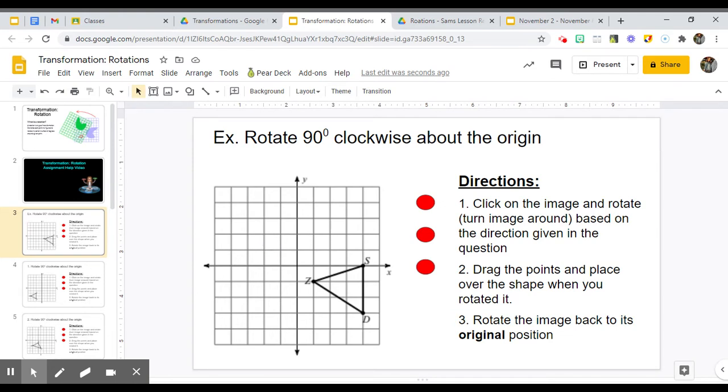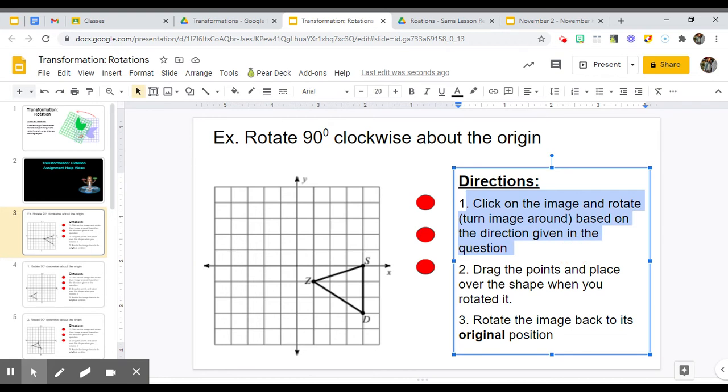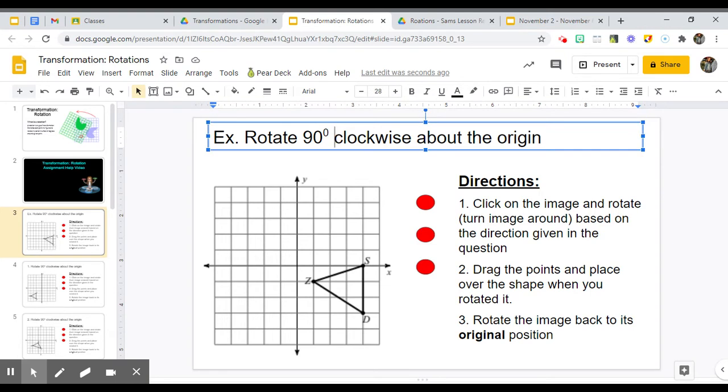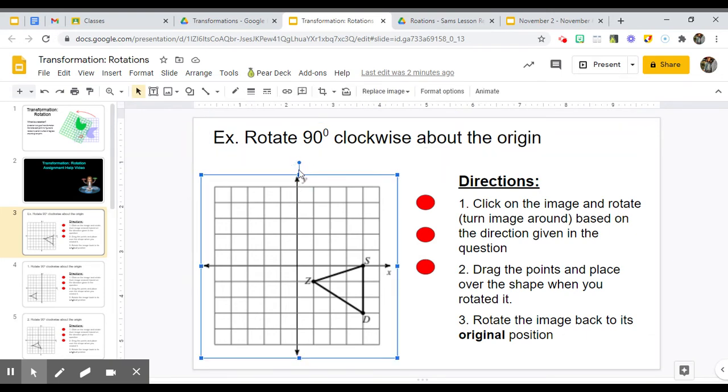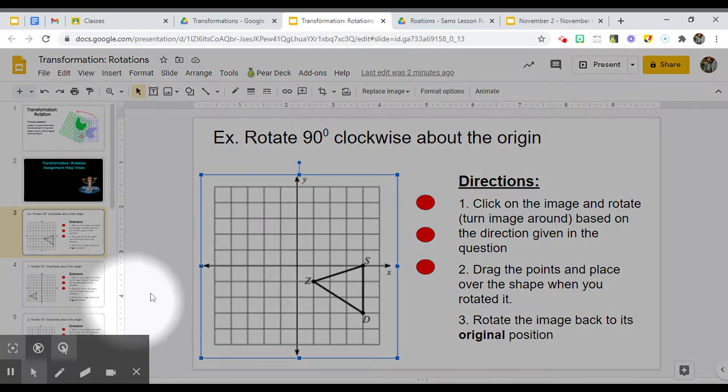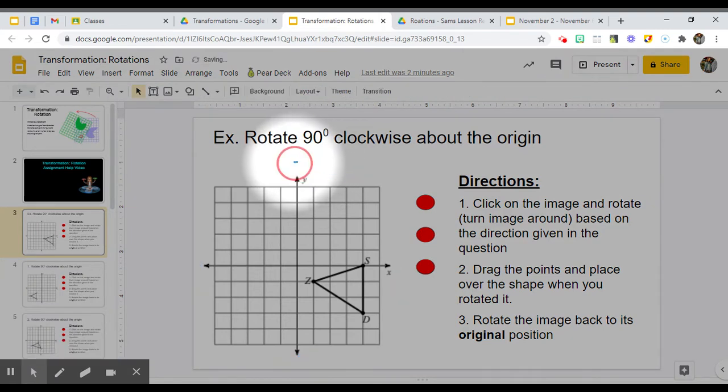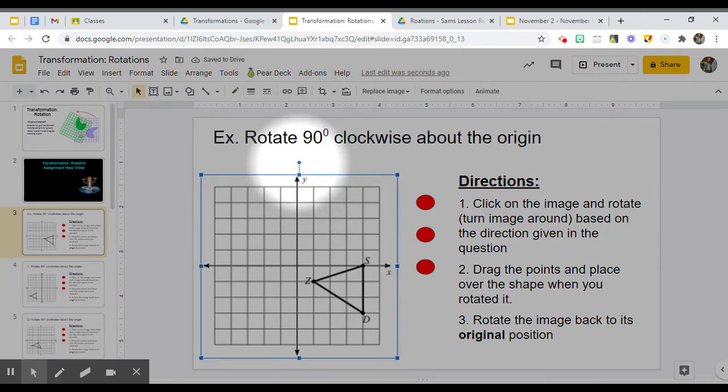So step number 1, click on the image and rotate, turn the image around based on the direction given in the question. So I'm given the direction of clockwise. Think about how the manual clock ticks, the ones that have the minute and the hours, and clockwise is going to tick to the right, or it's going to spin to the right. So you're going to click on the image and see how you have the circle tool up at the very top right here. This is what you are going to select to rotate the image. Again, you can rotate and spin the image by selecting the circle tool that is right here.